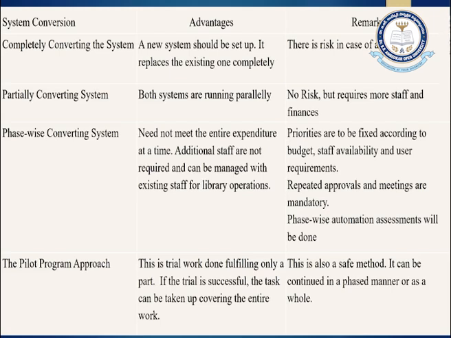Partially converting the system means both systems will be running in parallel. There is no risk and it does not require more staff, but additional money is required. Finances: phase-wise conversion need not meet the entire expenditure at a time. Phase-wise work can be done. Additional staff need not be there because sufficient staff will be enough. Whoever are there are enough to do the daily operations.